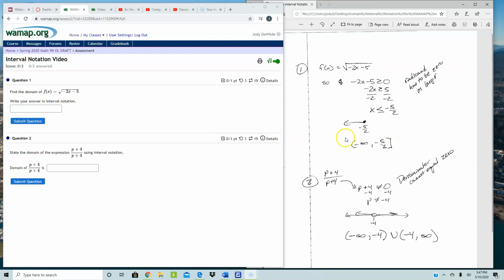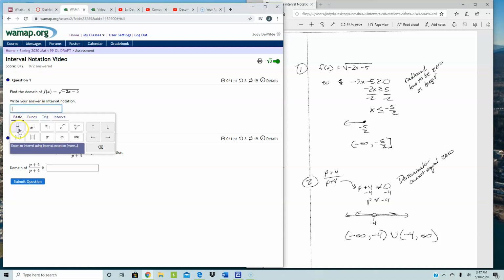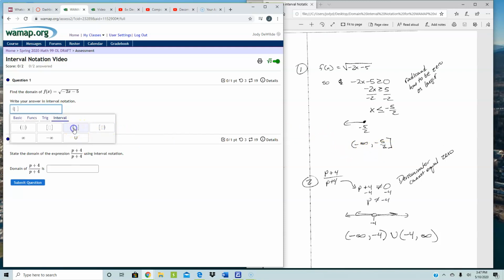So let's look at how we'd put that in as the answer over on WAMAP. When I click in the answer box, it brings up what I usually see, but also I see this word interval. I'm going to click on that, and it lets me choose the type of interval notation I want: both open parentheses, both closed brackets, or one of each. I had an open parenthesis and then a closed bracket, so I'm going to choose this option.